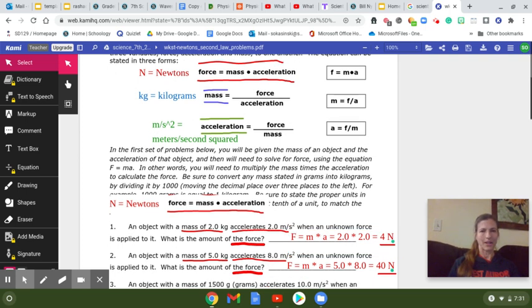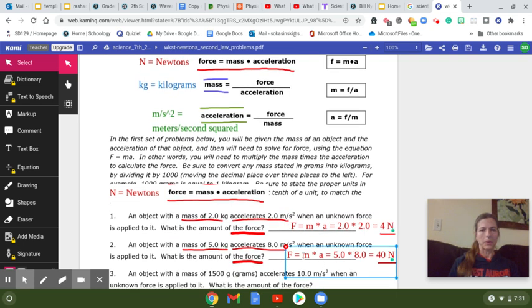All right, so one more example. Force is mass times acceleration for this problem. The mass of the object is 5 kilograms. It's being accelerated at 8 meters per second squared. So I multiplied 5 times 8, and I got 40 newtons. Go ahead and pause the video or rewatch any parts you need to.